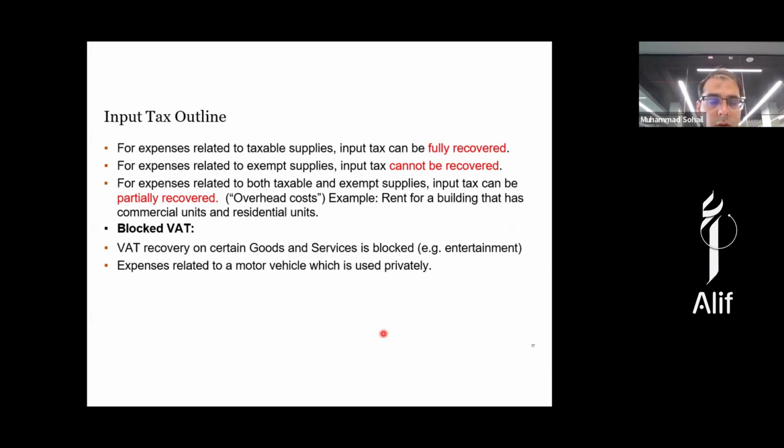Now, for the input tax outline. For expenses related to taxable supplies, input tax can be fully recovered. For expenses related to exempt supplies, input tax cannot be recovered, and for expenses related to both taxable and exempt supplies, input tax can be partially recovered. I'll give you an example. You have a building that has residential units and commercial units. Commercial units are charged at a 5% tax rate and are taxable supplies. Residential units are exempt from tax. So if you have the electricity bill of the entire building, you can claim the VAT on the portion related to the taxable supplies, or the commercial units. However, the residential units being exempt, you cannot recover input tax on that.